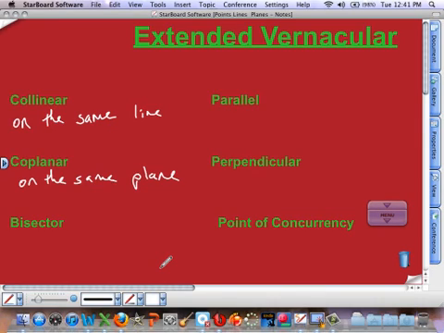What about a bisector? What does a bisector do? Cuts the line in half. Cuts it in half. And not just a line, that would be a perpendicular bisector, but a bisector cuts anything in half. By the way, if I cut something in half, what does that tell you about the two pieces I just created?